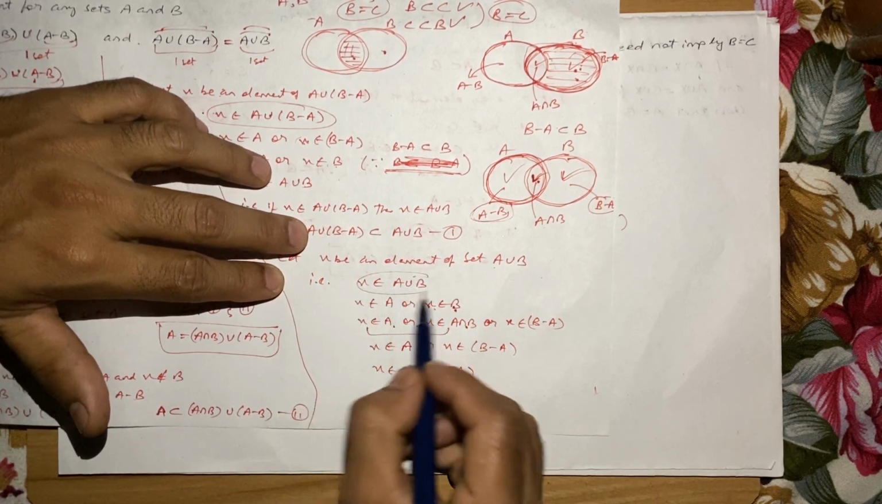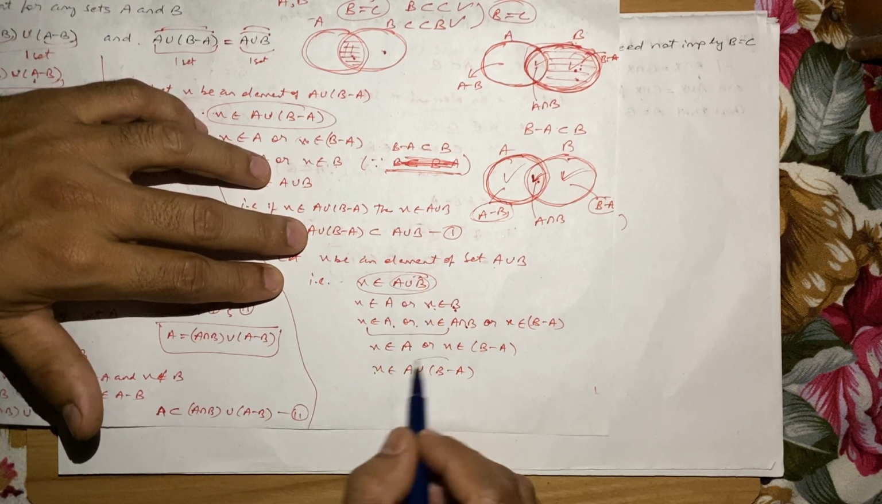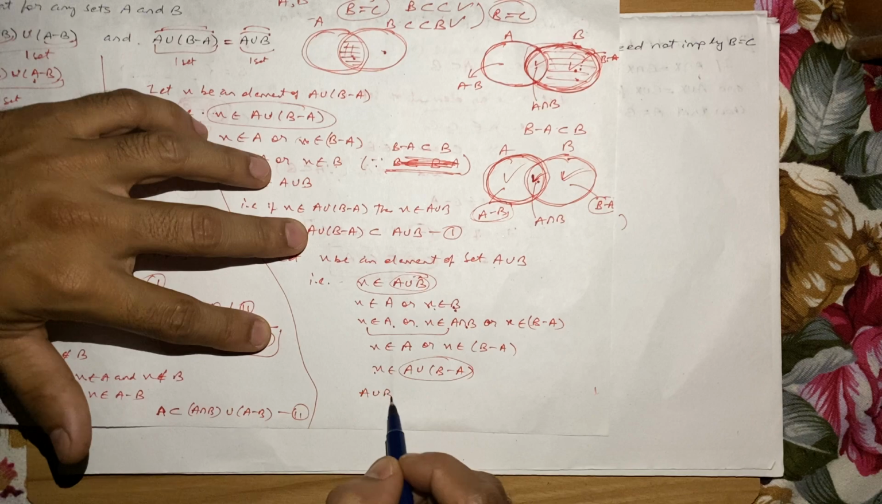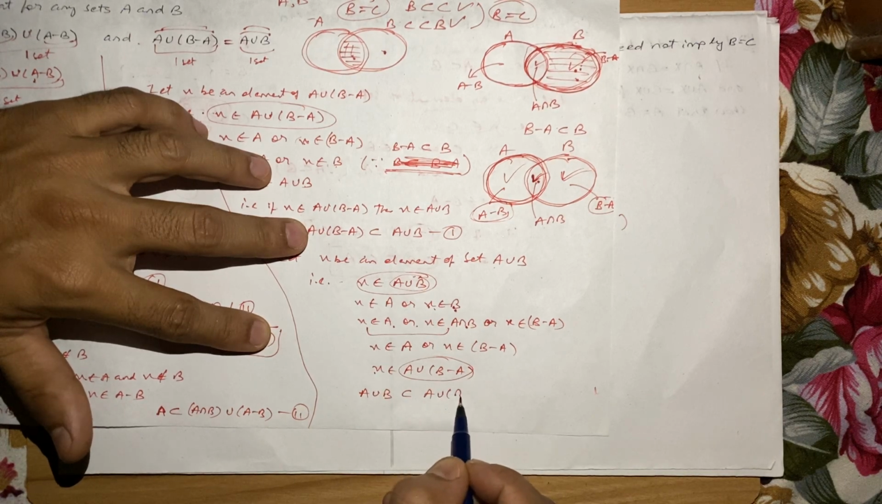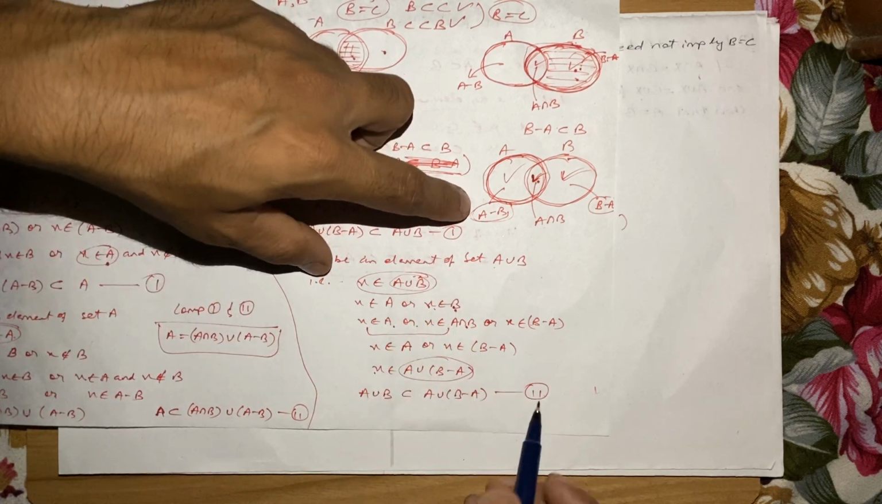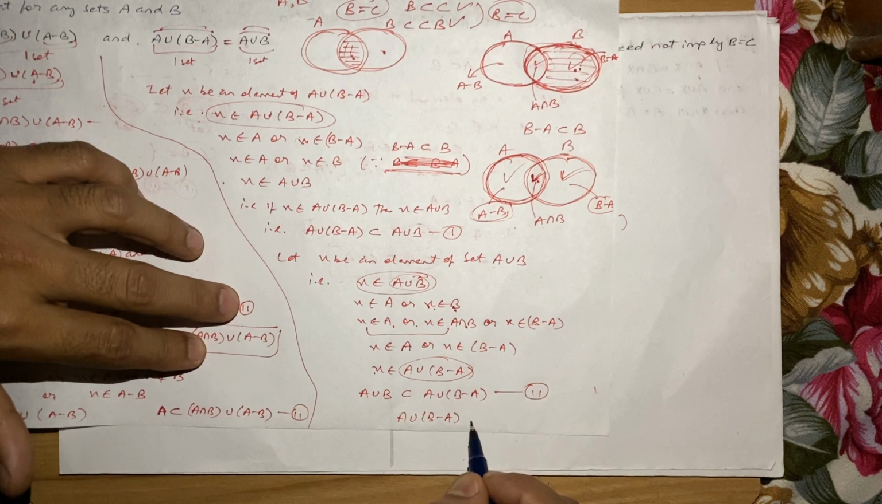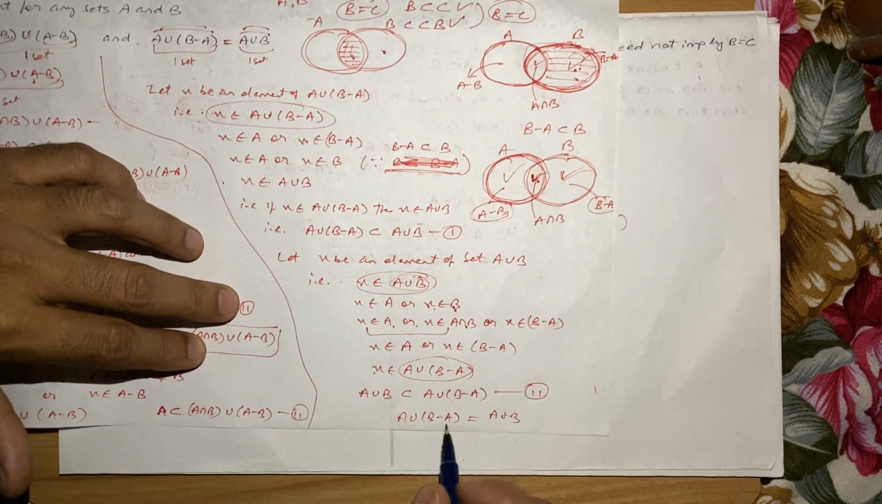So you started from this. If X is an element of the set A union B, you have shown that X is also an element of this. Means A union B is a subset of A union B minus A, right? So this is equation 2. So from 1 and 2, what can you say? That A union B minus A is equal to A union B. This is how you prove it.